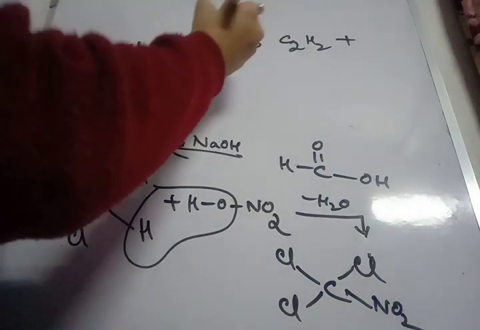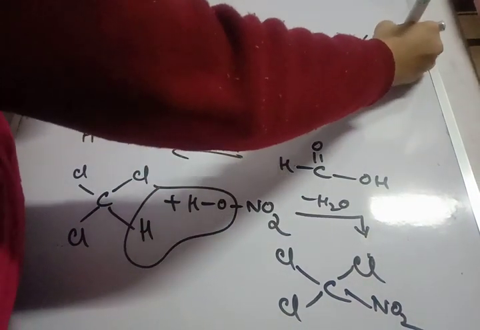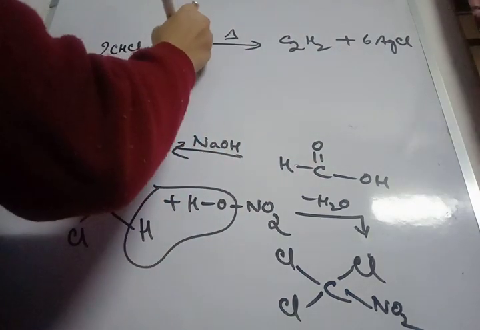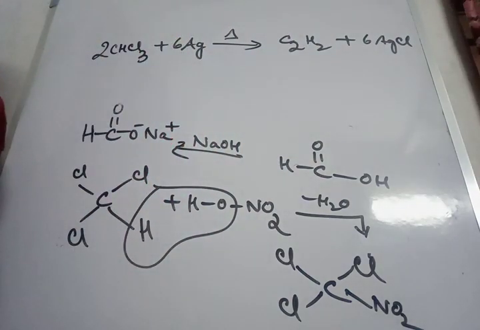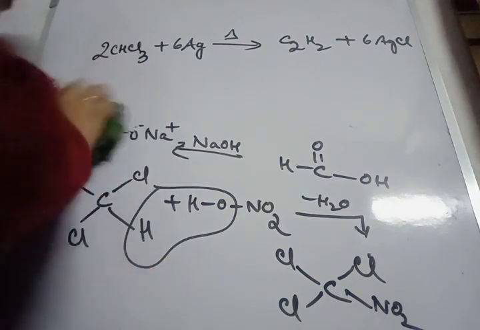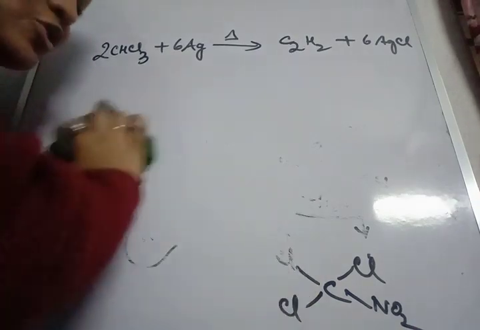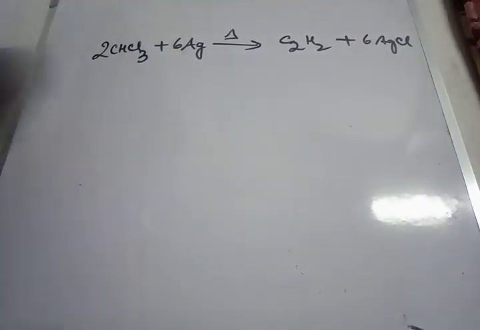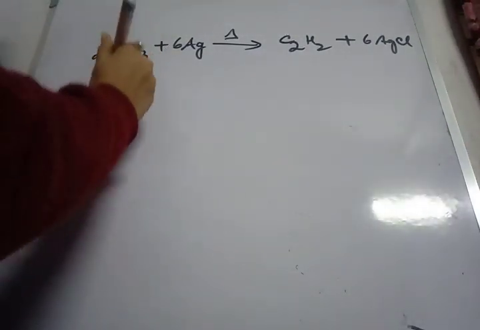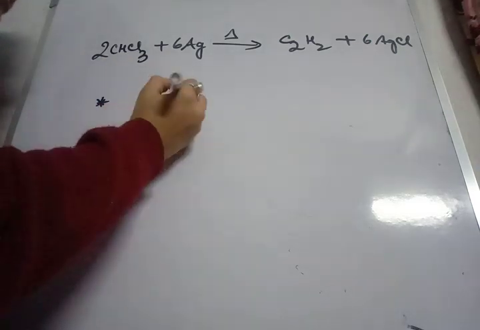plus 6 AgCl. Next, Reimer-Tiemann reaction. It's an important reaction which is shown by phenols. So phenols, this is the Reimer-Tiemann reaction.